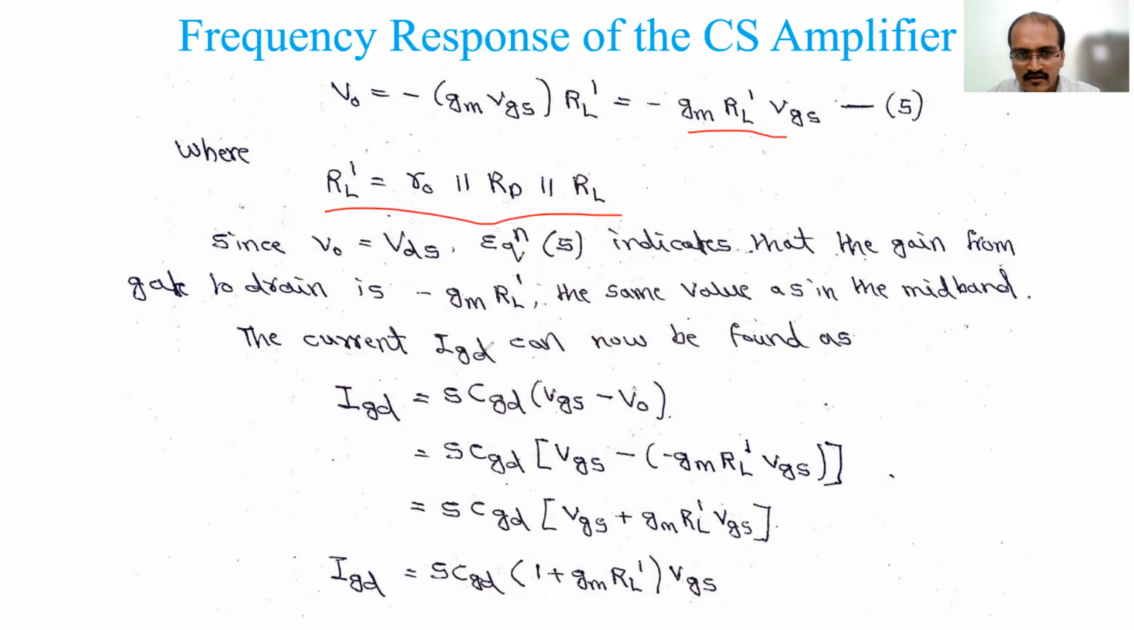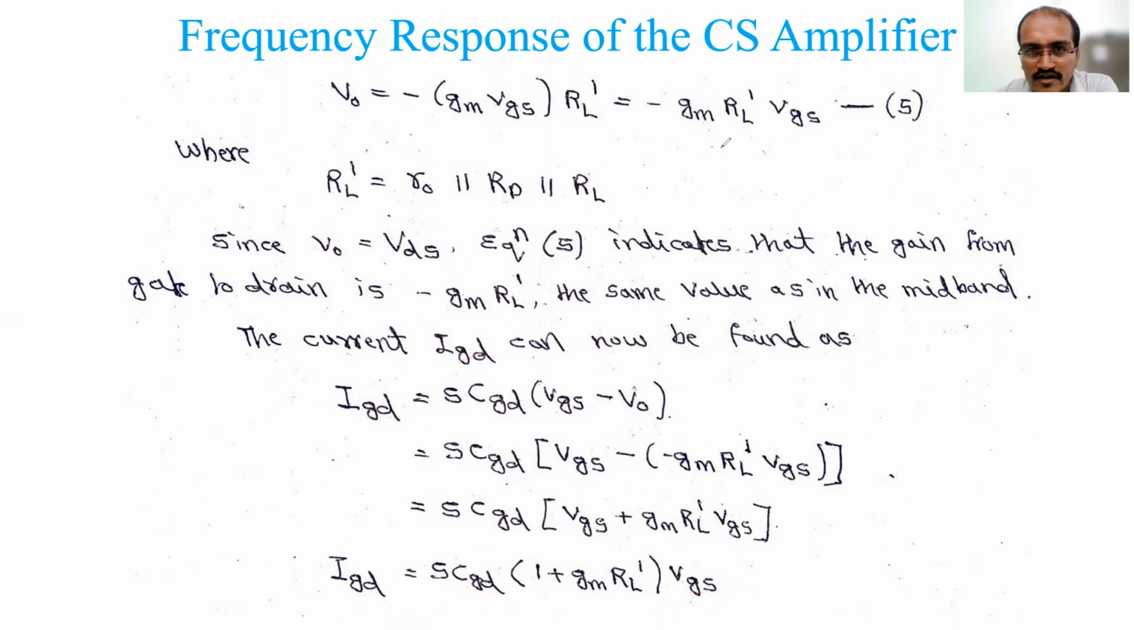Then to derive further, we calculate the current IGD. This is again Ohm's law, voltage by impedance. The voltage is VGS minus V naught, because it is present between input and output, and the impedance is 1 by sCGD, so sCGD comes in the numerator. Then V naught we substituted from equation 5, and because of that we got the expression sCGD times (1 plus gm RL dash) into VGS. We'll discuss these parameters later, so remember this. Till here we completed in the previous class.